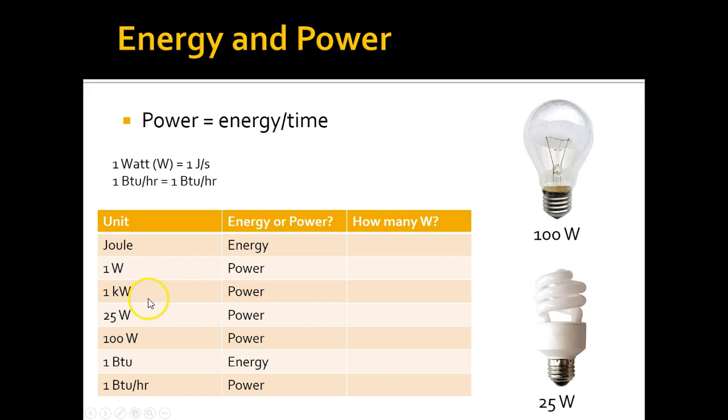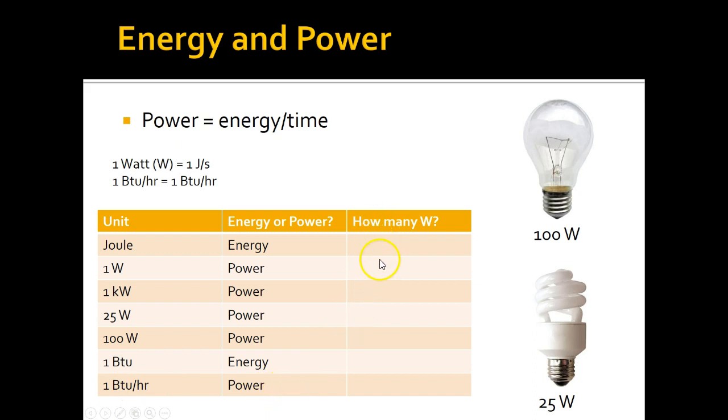Kilowatt, megawatt, gigawatt, terawatt, you could go on and on. Anything that's a watt is actually power. So 25 watts is obviously power. 100 watts is obviously power. A BTU, remember, is our American unit of energy. And a BTU per hour, excuse me, that's energy per unit time, so that's power.